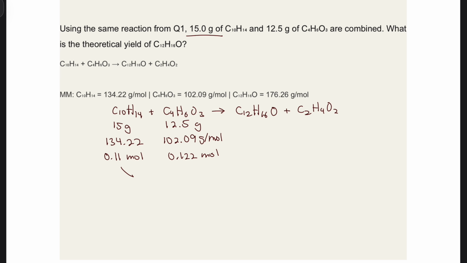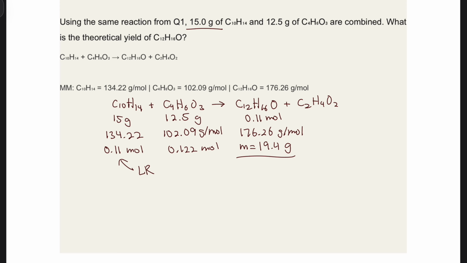So because this one is smaller, this is the limiting reagent, and we're going to use this to find the theoretical yield of the product. So this has a molar mass of 176.26 grams per mole, and now we can figure out what the mass is, and that will be 19.4 grams, and that's the theoretical yield.